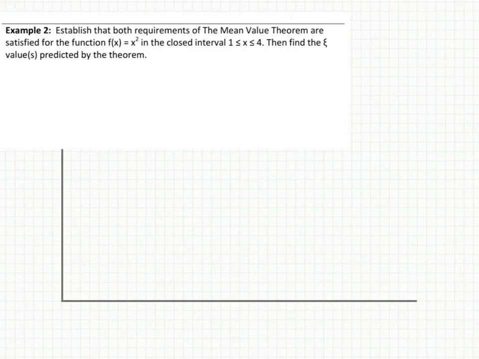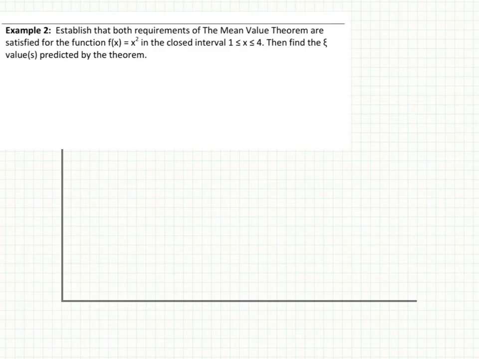In the following example, we've got to establish that both requirements of the mean value theorem are satisfied for the function f of x equals x squared in the closed interval between 1 and 4. And then we are to find the c values predicted by the theorem.